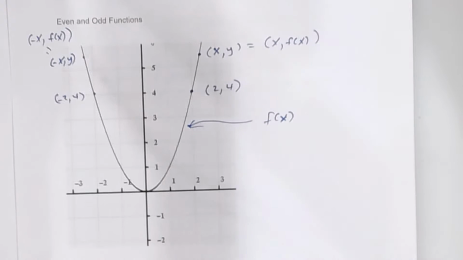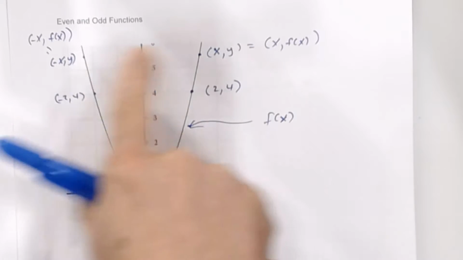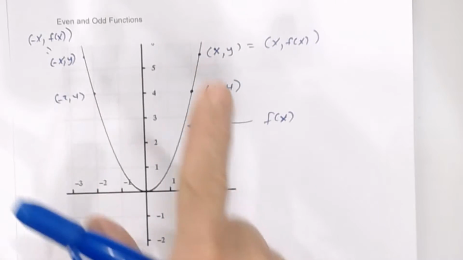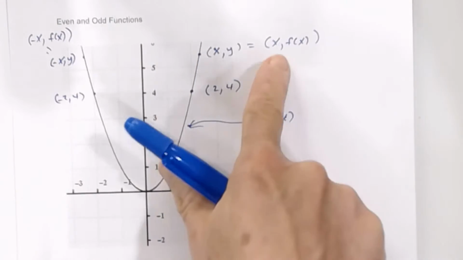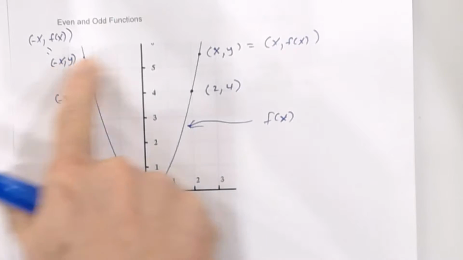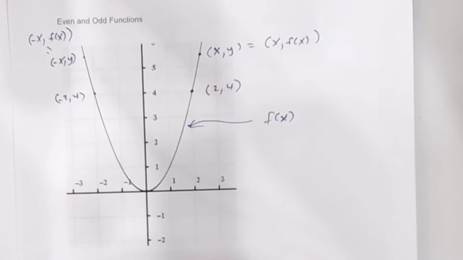When we're talking about an odd function, so that was even. I want you to notice, you see this x, you see this negative x. For both of those, I ended up with f of x, right? Both of these were y's, the same y value.